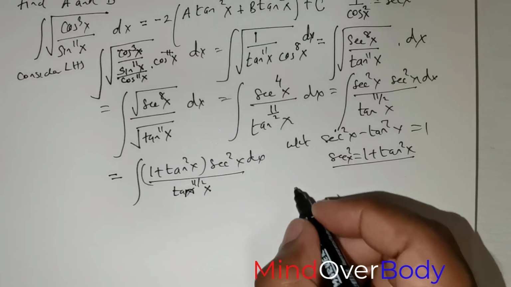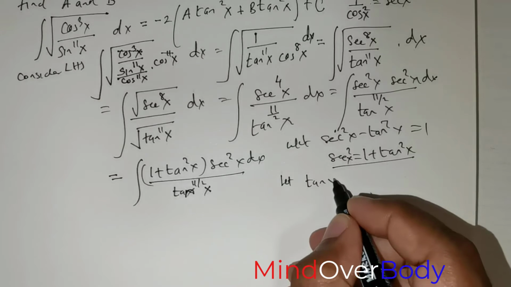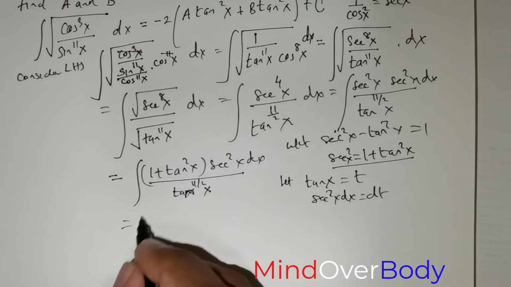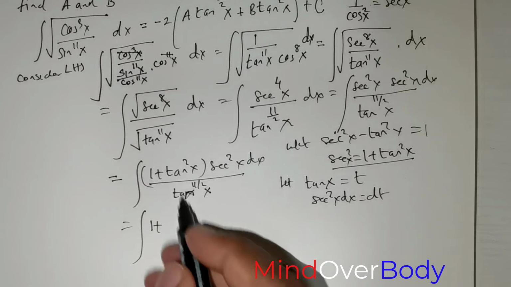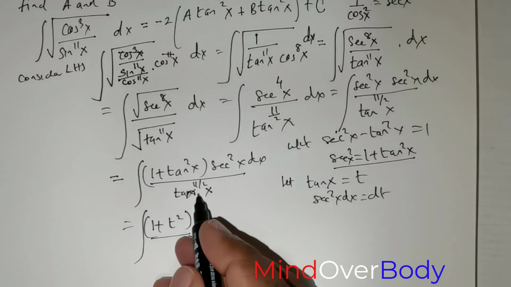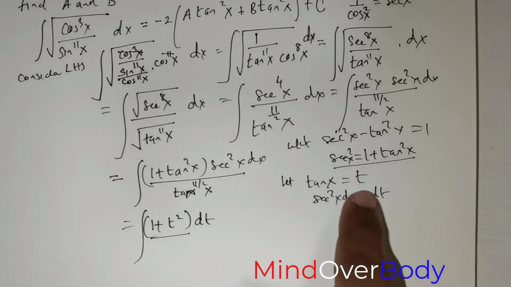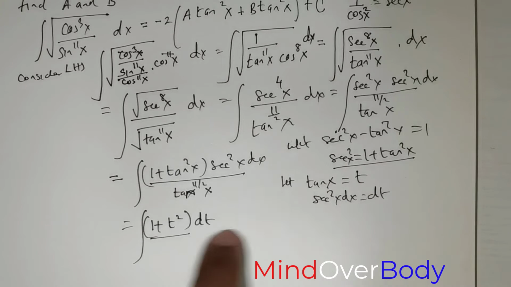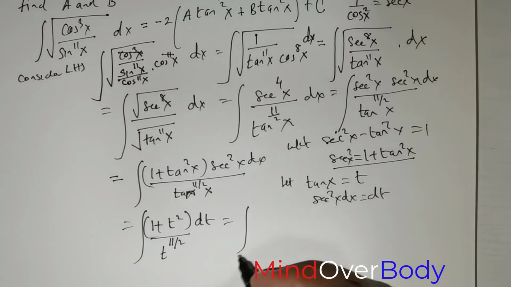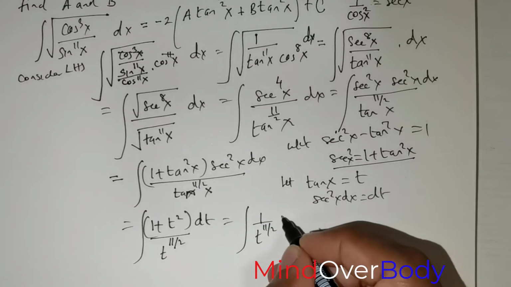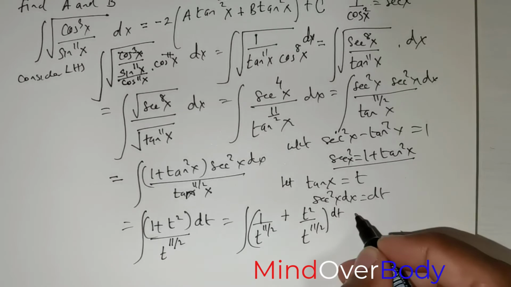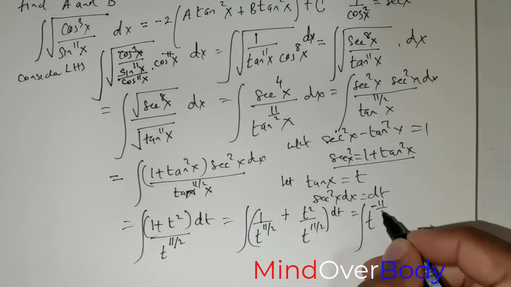Right, so now what I wish to do is take tan x to be equal to t, so this would give me secant squared x dx is equal to dt. So this is equal to the integral of 1 plus, in place of tan x it's going to be t squared, in place of secant squared x dx it's going to be dt, divided by t raised to the power of 11 over 2, since tan x is equal to t. I can rewrite this as 1 over t raised to the power of 11 over 2 plus t squared over t raised to the power of 11 over 2 times dt. This can be further rewritten as t raised to the power of negative 11 over 2 times dt, plus the integral of t raised to the power of 2 minus 11 over 2 times dt.